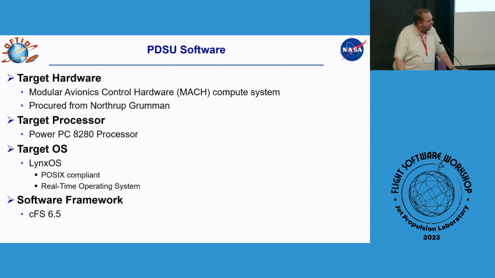It is a separate operating system, not a different code base. It is a real-time operating system, but it is POSIX compliant, which means it looks a lot like Linux. So it's going to be easy, right? It looks like Linux. And we were running CFS 6.5. That's a little bit old now, but that was what we were running when we started, and I made a lot of changes, so I didn't want to update later.